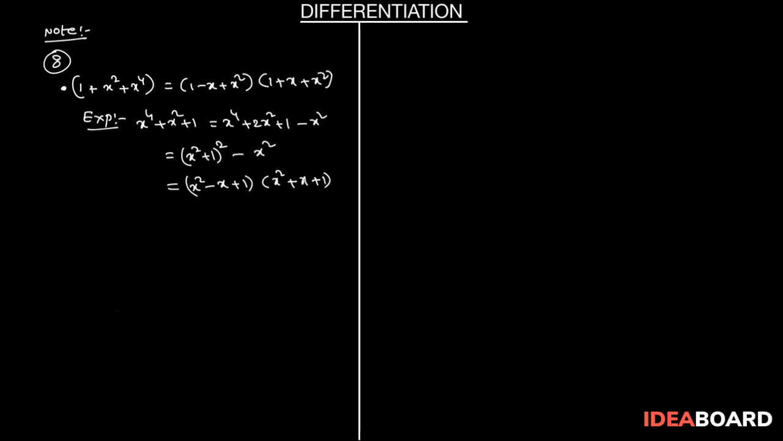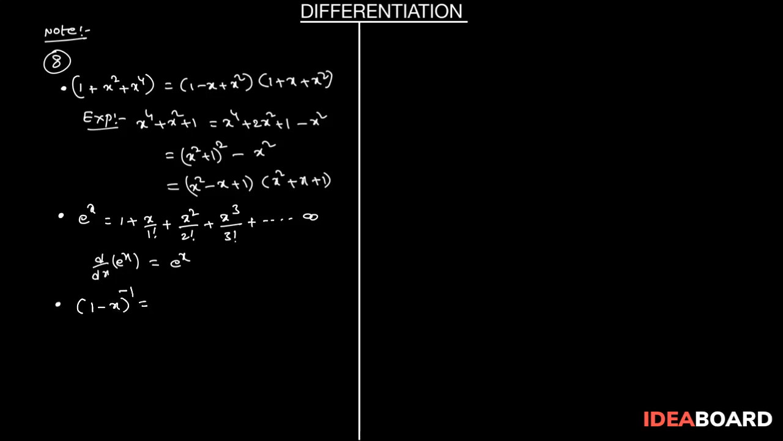Here we are using a square minus b square. And the e power x expansion is 1 plus x by 1 factorial plus x square by 2 factorial plus x power 3 by 3 factorial plus and so on to infinity. Now the derivative of e power x equals e power x. Next expansion is (1 minus x) whole power minus 1 that equals 1 plus x plus x square plus and so on to infinity. Here modulus of x is less than 1.